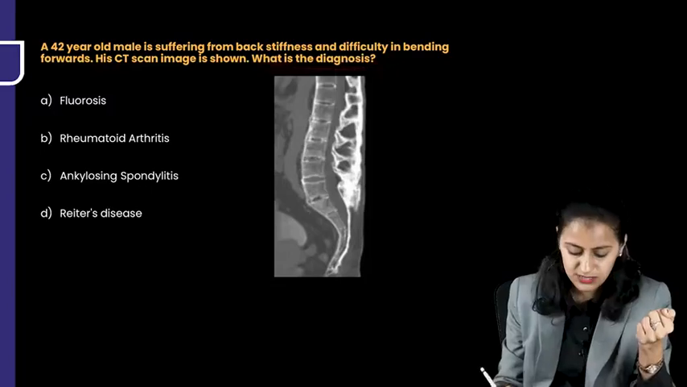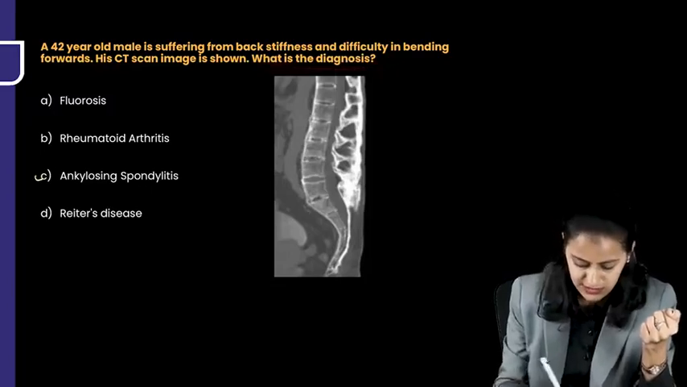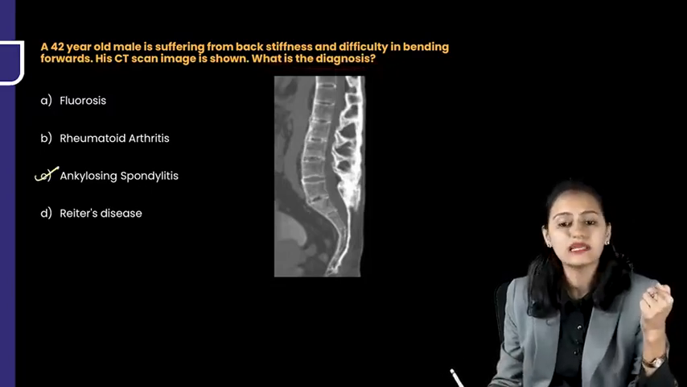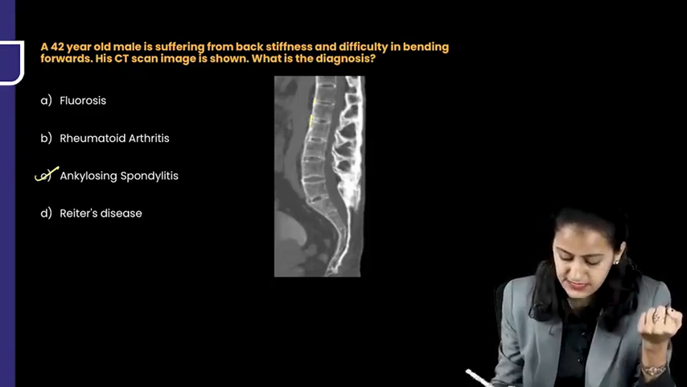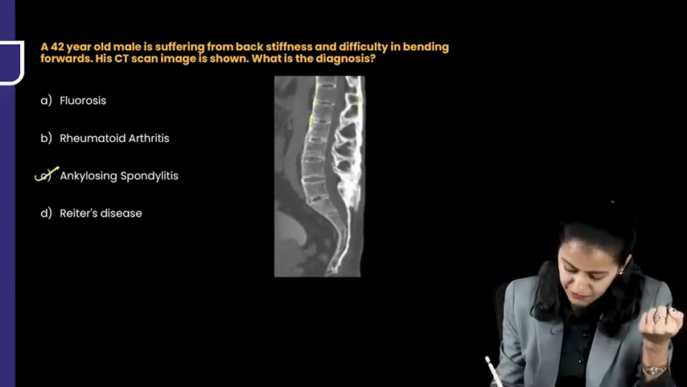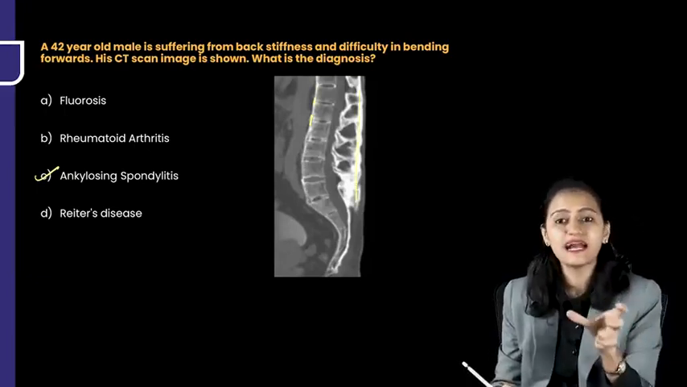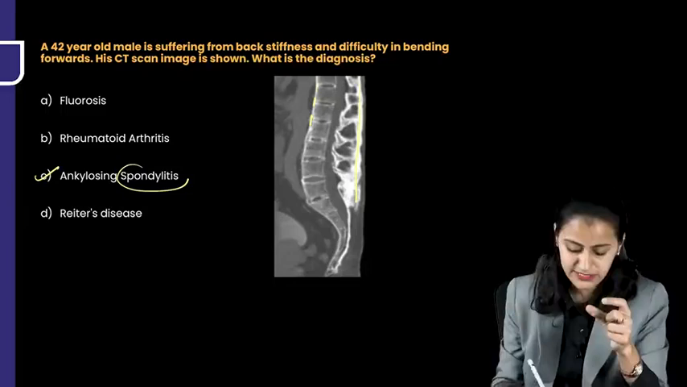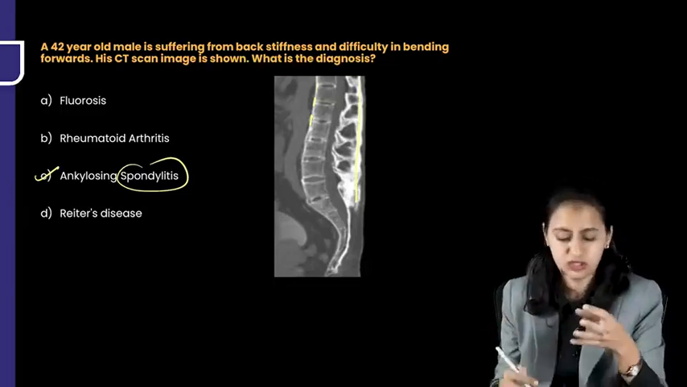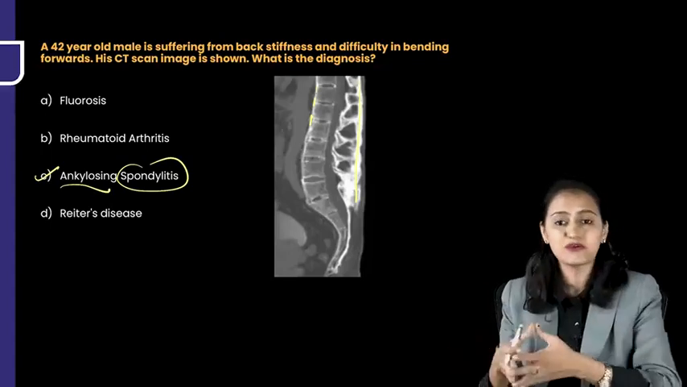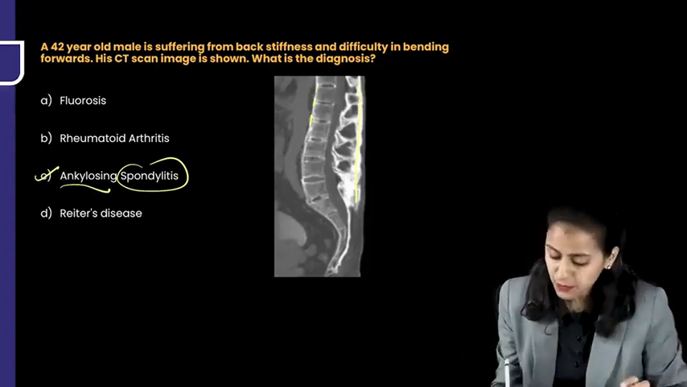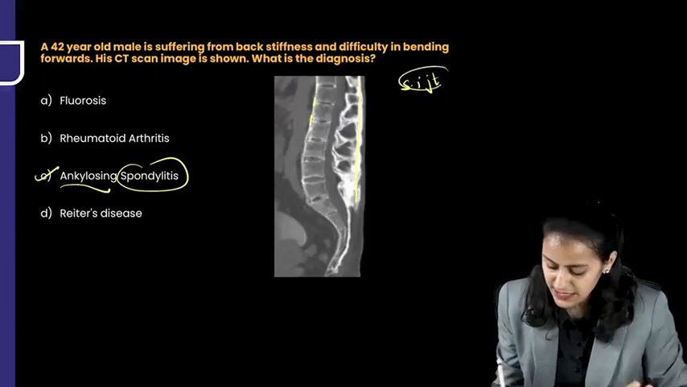What is the diagnosis? Here the diagnosis is ankylosing spondylitis, because we see the fusion anteriorly also and we see the fusion posteriorly also. Ankylosing spondylitis, decode the term: it is spondylitis, the spine inflammation, leading to ankylosis everywhere. So in front and at the back, everywhere it would be ankylosed. Where does it start? It starts at the sacroiliac joint.